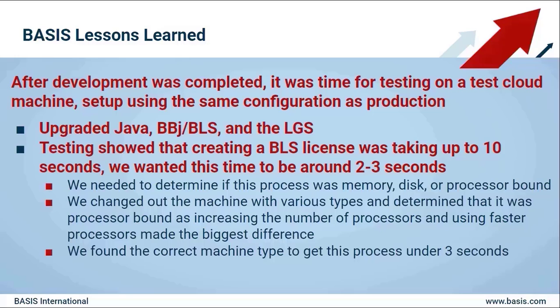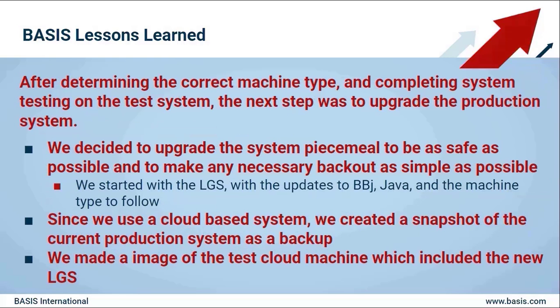So what do we have to do? We have to determine if this whole process of generating the license was memory, disk, or processor bound, or maybe all three. So how did we figure this out? Well, we started changing out the machine types and determined, with different machines, some had more processors, more memory, faster disk, until we figured out what it was bound to. And we figured out that it was bound to processors. It used a lot of processor speed and processor time. So we found the correct machine to get the process under 3 seconds.